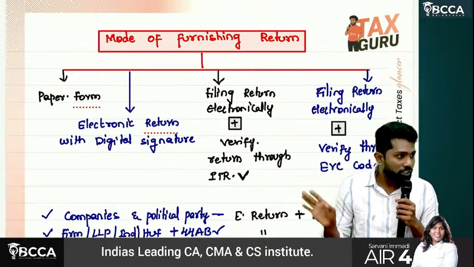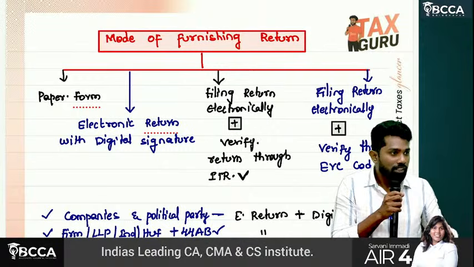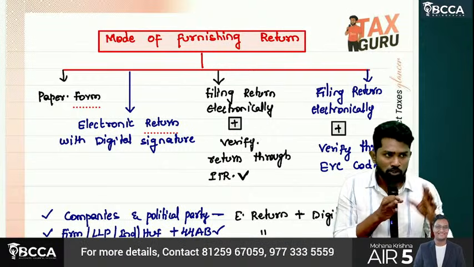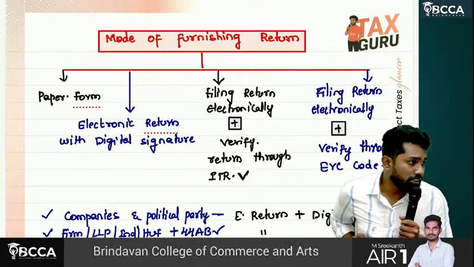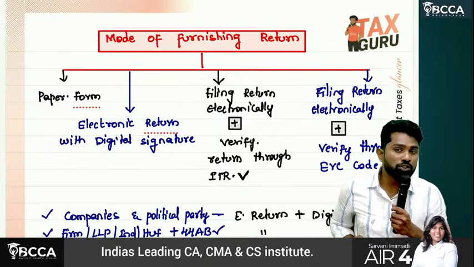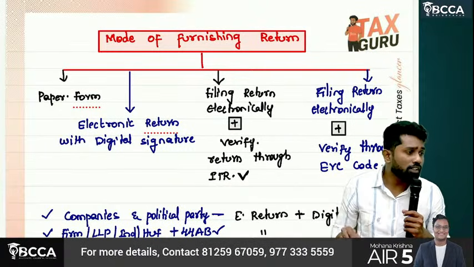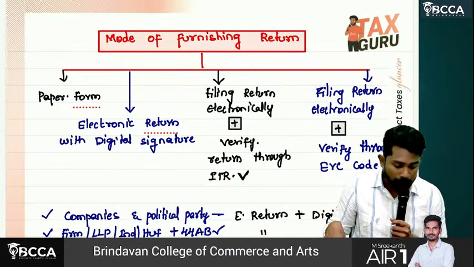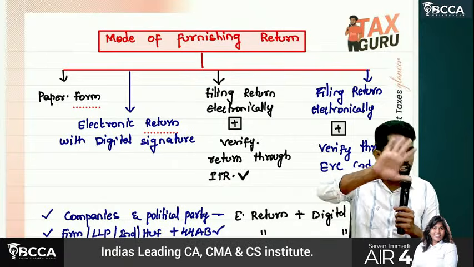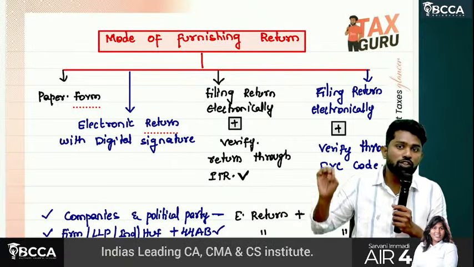One is paper format, directly filling everything and submitting in the income tax office. Mostly outdated, nowhere we saw that. Then electronic return with digital signature. Mostly who will do, sir? Not mostly. It is applicable for companies and to persons to whom tax audit is applicable. Then third case, file return online only. In the website portal only you will file return.